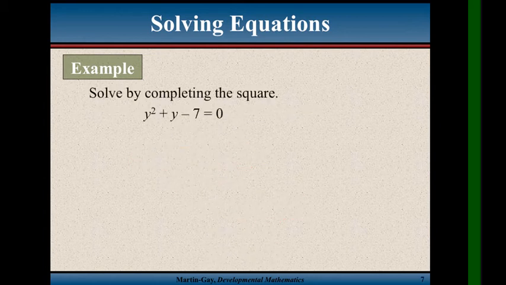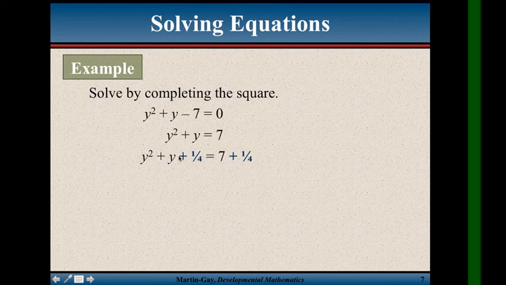Another: y squared plus y minus 7. First, you can transpose the negative 7 to make it positive 7. And then for the y, we have 1. And 1 divided by 2 is 1 half. So we have 1 half here, and then squared, so 1/4 is the answer. So we have 1 divided by 2, squared, right? Oh, yeah, I forgot. I'm sorry.